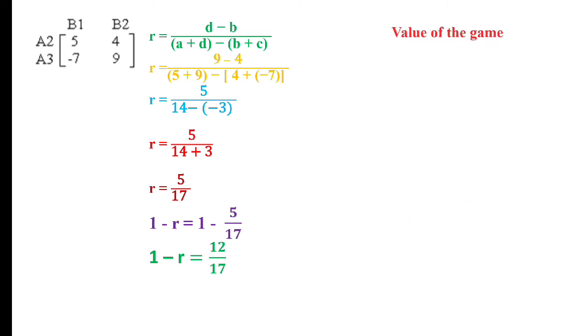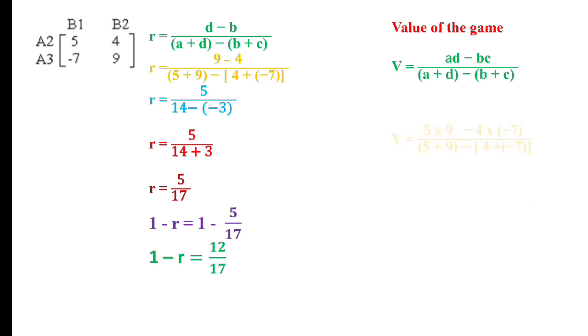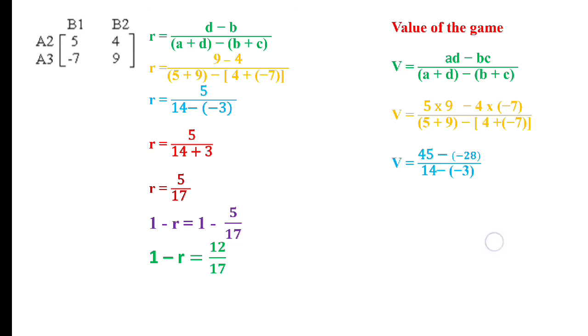Then the value of the game. Value of the game formula: AD minus BC divided by A plus D minus B plus C. Then simplify: 5 into 9 minus 4 into minus 7, divided by 5 plus 9 minus 4 plus minus 7. Simplify: 45 minus of minus 28, divided by 14 minus of minus 3. 45 plus 28 divided by 14 plus 3. 73 divided by 17. That is the value of the game.